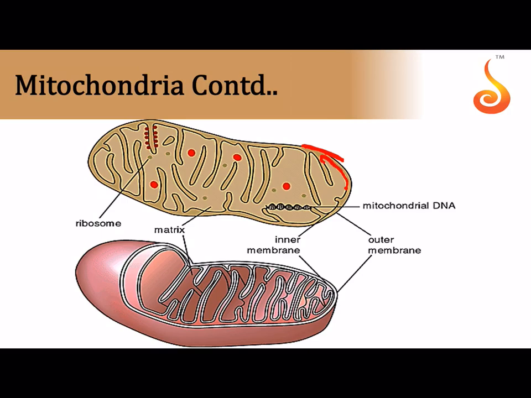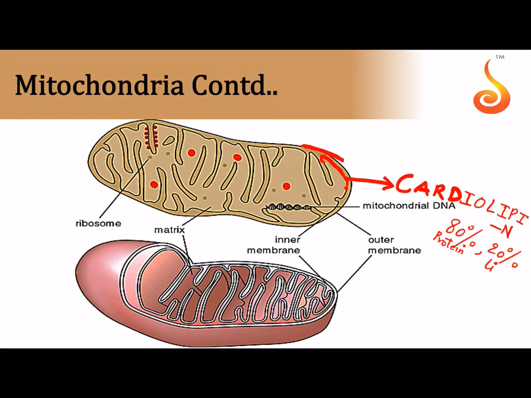Now the outer membrane has about 60% protein and 40% lipid, but the inner membrane has about 80% protein and 20% lipid, and the inner membrane of mitochondria is made up of a special substance which is called cardiolipin. And like I said, the inner membrane has 80% protein and 20% lipid. So most of the inner membrane is protein and only 20% is lipid, whereas the outer membrane is 60% protein and 40% lipid.